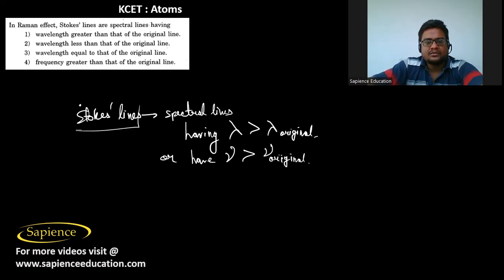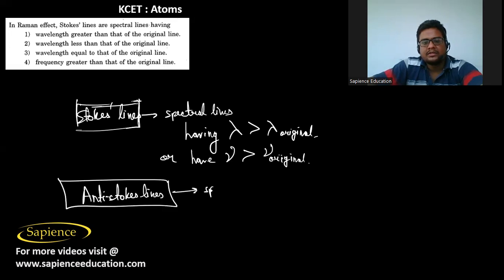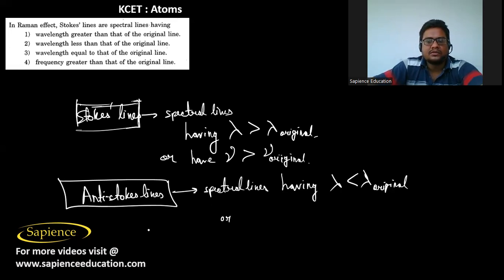So these are called Stokes lines in Raman effect. And anti-Stokes lines means those spectral lines having their frequency less than the frequency of the original line. Okay, sorry, here there is something wrong.